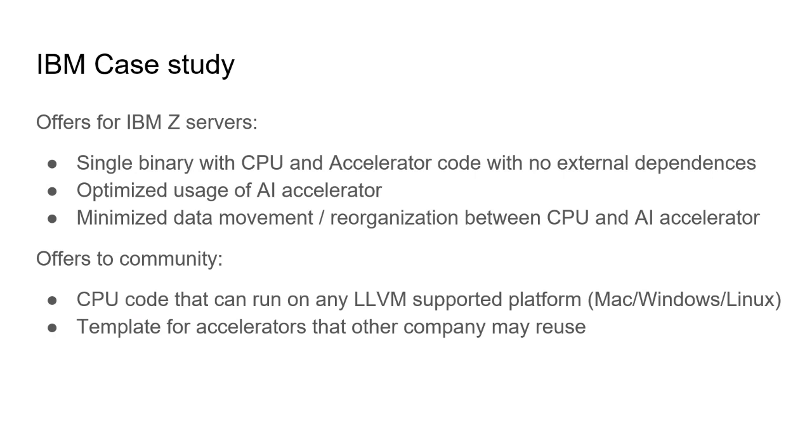And for this purpose, ONNX-MLIR, and MLIR in general, is a perfect medium. And then we also try to offer things to the community. Basically, the CPU code can run on any LLVM-supported platform: Mac, Windows, Linux, those are the operating systems, but basically a lot of different machines. So it can be used to run CPU code because the accelerator doesn't run everything. And we wanted a compiled version of all the code as a reference.